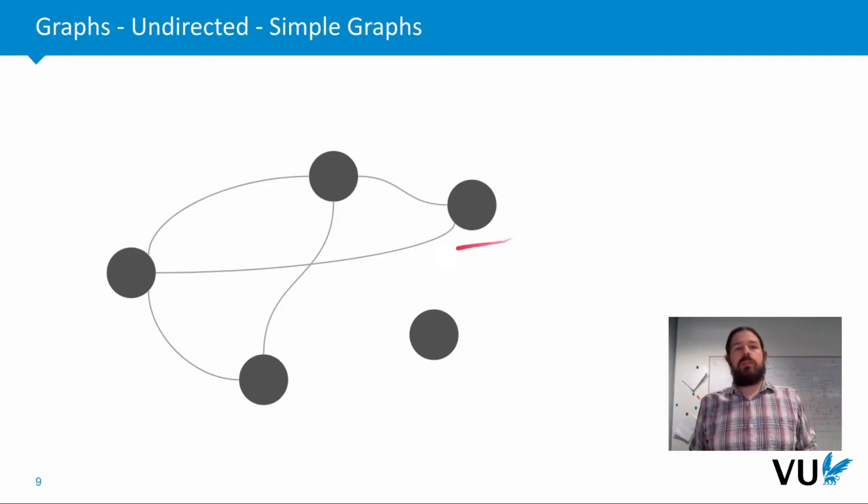Now, what you can see in this graph is that we basically have two parts. There is this part of the graph, and then there is this separate part of the graph. So we call this graph disconnected. It means we have two completely separate parts. A graph which is completely connected would be a connected graph.